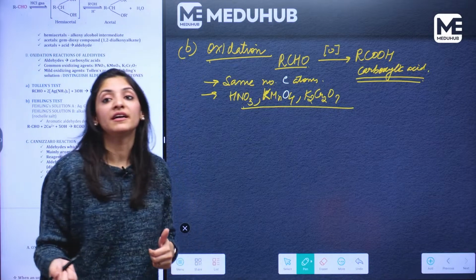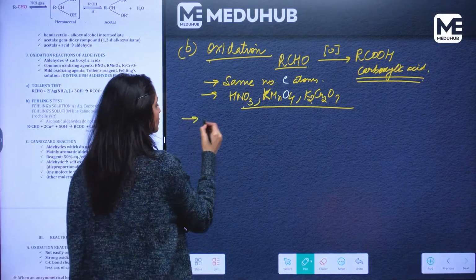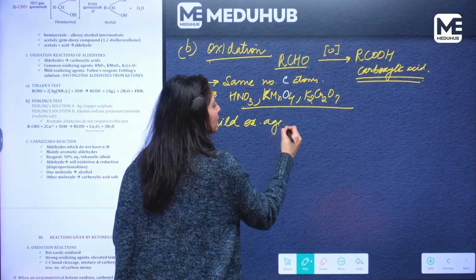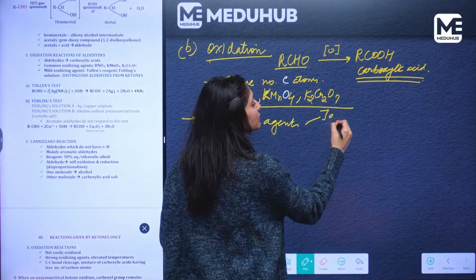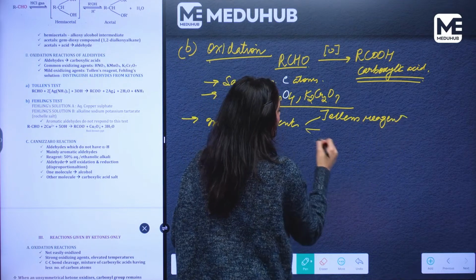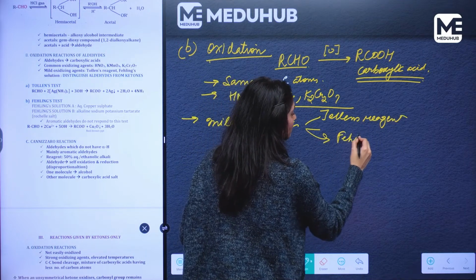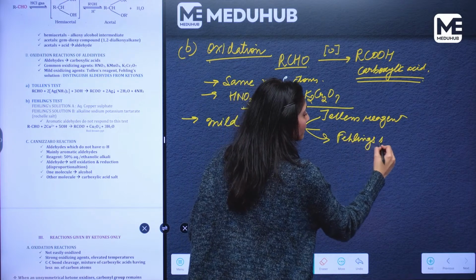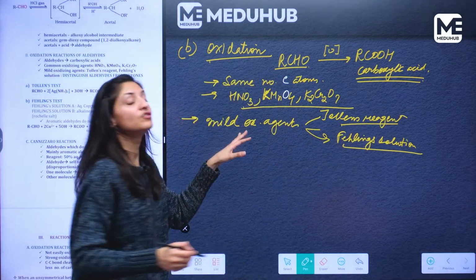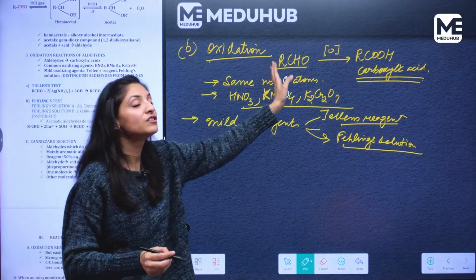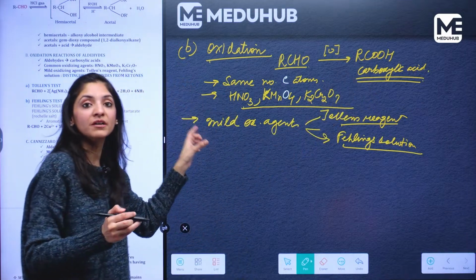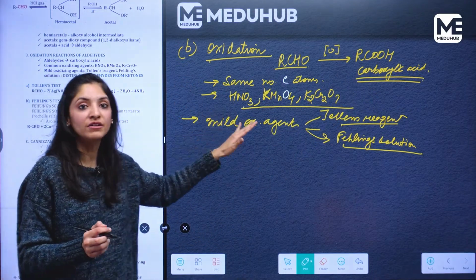What is special about aldehydes is that even mild oxidizing agents like Tollens reagent and Fehling solution also oxidize aldehydes to carboxylic acids or their salts. Now, this is important because this reaction is not given by ketones.